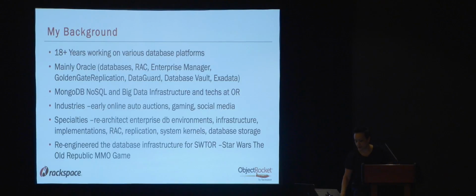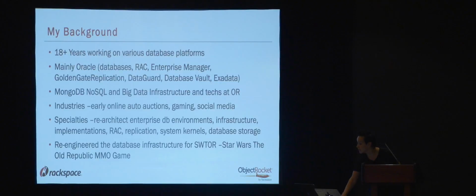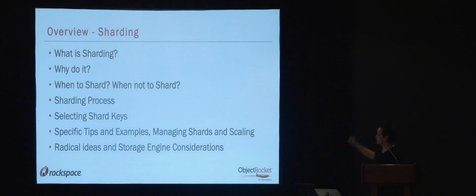This is going to be about sharding. It's not what it says on the slide about IoT. I'll throw in some IoT stuff regarding cloud as we go along. So here's what we're going to talk about: sharding, why do it, when to shard, when not to, the process overall, and then selecting shard keys, the difficulties and problems you have there, and the fun, tips, examples of managing sharding, scaling, and then other ideas and storage engine considerations.